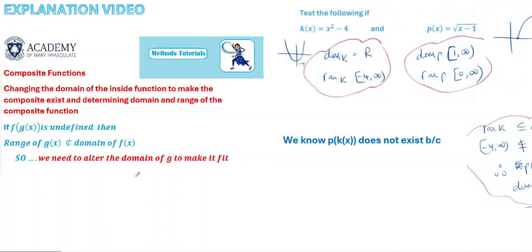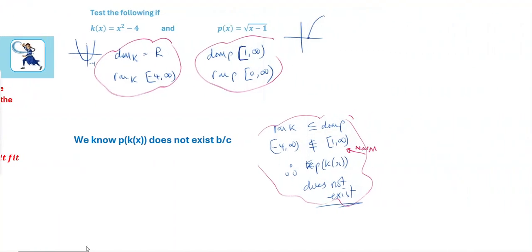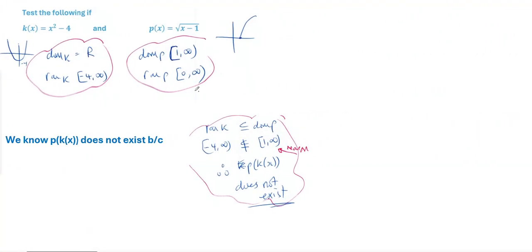Okay, we have a problem when the range of G doesn't fit into the domain of F. And in those situations, we need to make some alterations to the domain of the inside so that the range of the inside does fit into the domain of the outside. Let's go back to the previous example where we know that P of K does not exist because the range coming out of the inside goes down to -4, but the domain of the outside starts at +1.